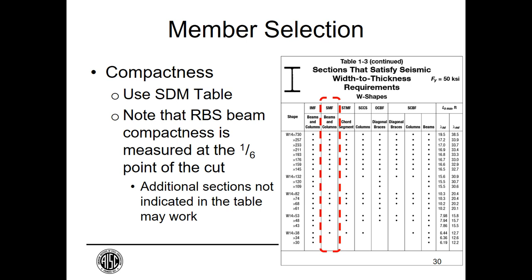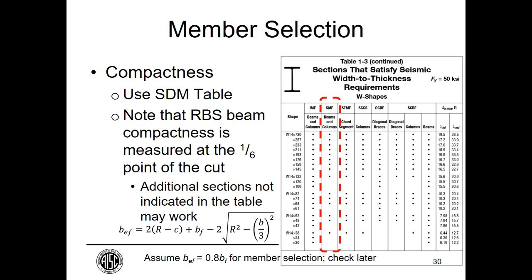For the RBS, remember that we have an effective width based on the section cut that we use. So there can be some sections that are not covered in this table that will work for the RBS beam. If you wanted, and here's that equation again for the effective width, if you wanted to take advantage of those sections, you could assume an effective width of about 80% of the full width, and then check once you've designed the RBS connection later.